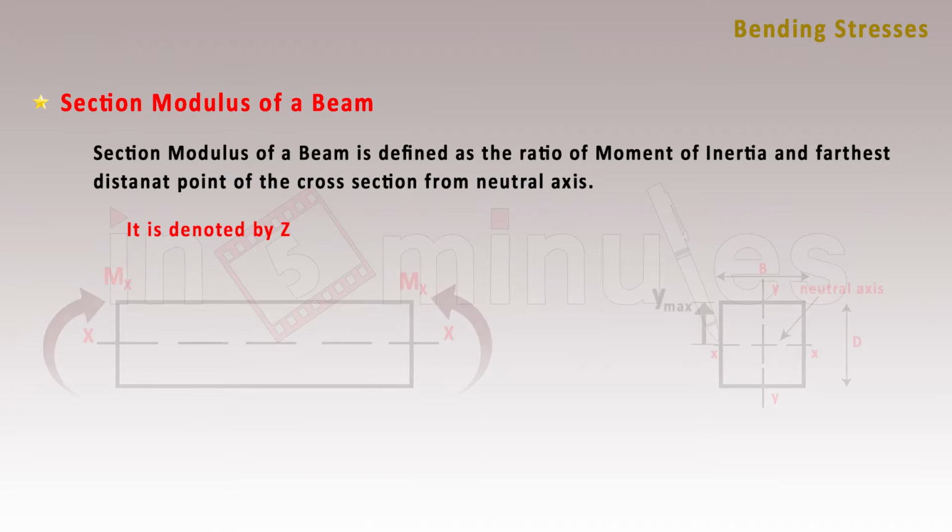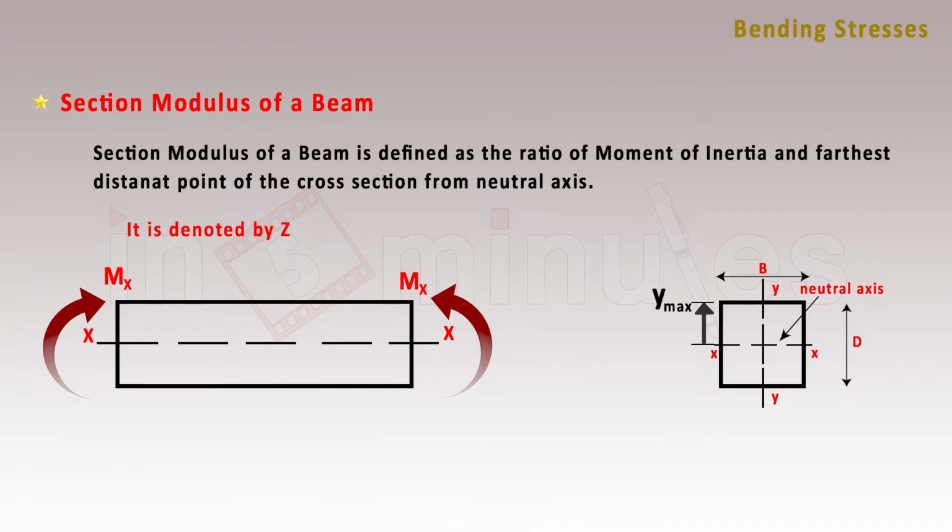Now consider a beam whose cross section has B as the width and D as the depth. If the beam is subjected to bending moment Mx about the xx axis, we know that there will be bending stress produced about the xx axis, and your xx axis will become your neutral axis. This layer which is at the farthest distance from the neutral axis is denoted by ymax, which is nothing but the distance along the y-axis.